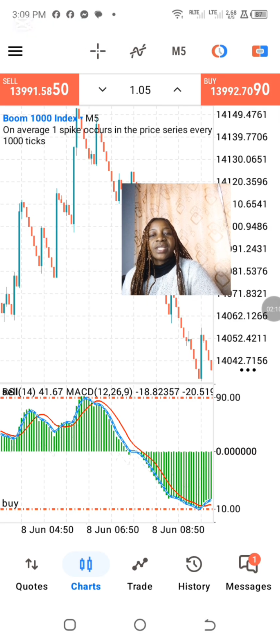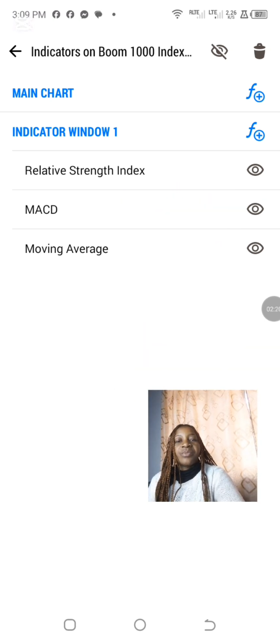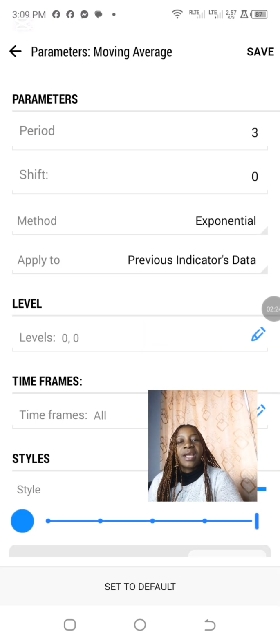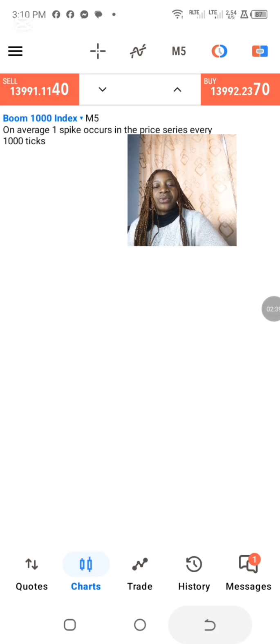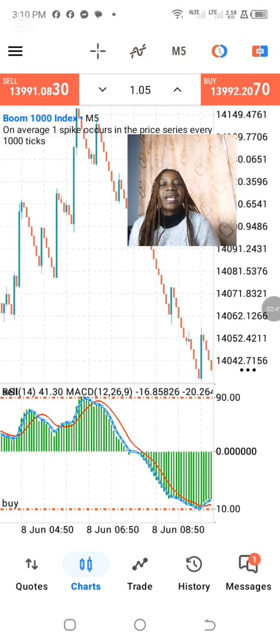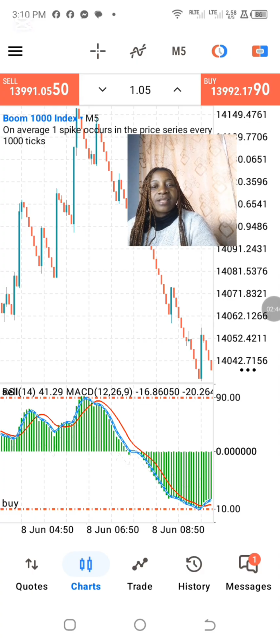So when you come back on your chart, you will be having this histogram, and that line is the MACD. So we are going to add the last indicator, which is the moving average on indicators window 1 with the following parameters. Period 3, shift 0, method exponential, apply to previous indicator's data. On the style, I choose blue. You can choose any color of your choice. When you are done, you click save and you come back on your chart. Your chart must appear like this, then you are good to go.